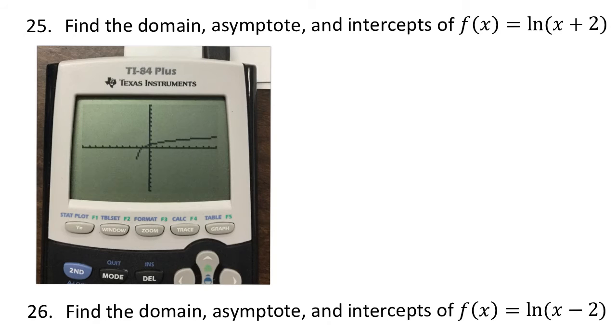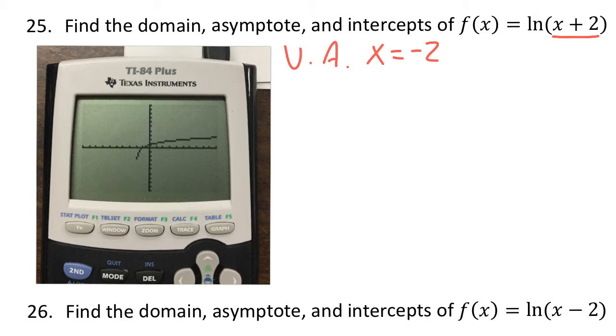Okay, so we're going to find the domain, asymptote, and intercepts of this graph. In order to do that, I'm going to start this discussion at asymptotes. I think everything kind of plays off of that. So the asymptote of a natural log, or of any log problem, is a vertical asymptote. And a vertical asymptote happens where it's moved left or right. So this has a vertical asymptote at x equals negative 2.